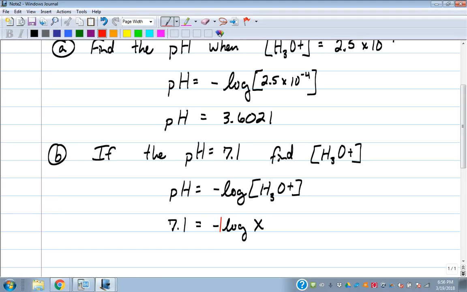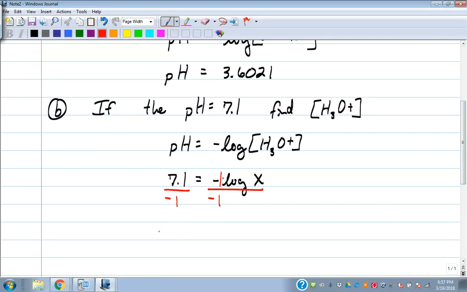Or divide it by -1. It gets the same result. Multiplying by -1 works, but I'm going to divide because they're already multiplying. So the opposite of that would be division, just to keep that idea in our head. So that's -7.1 equals log of x.